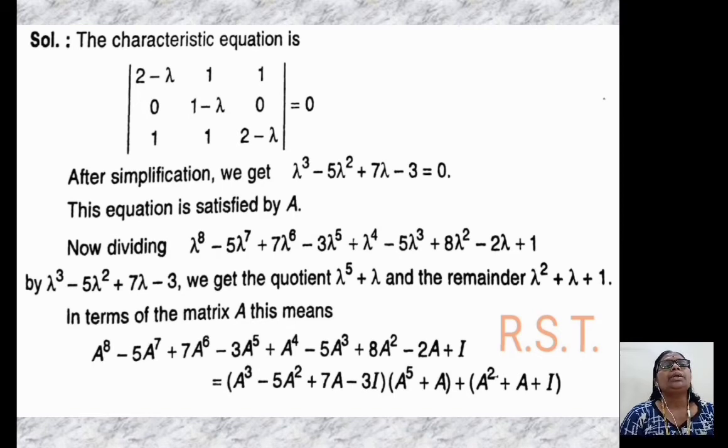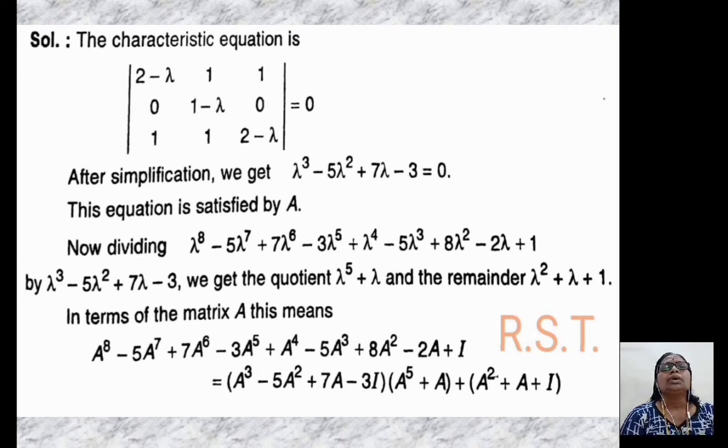It is similar to the example you have done in schools. For example, divide 11 by 2. After division, we get quotient as 5 and remainder as 1. So 11 can be written as 2 into 5 plus 1.